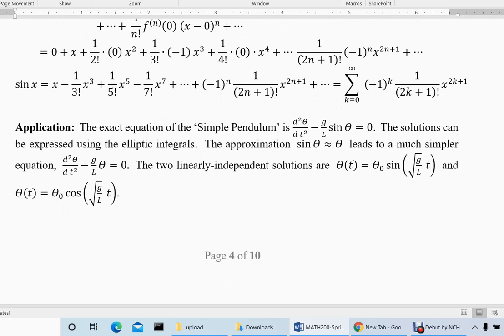Now I'll point out only one example today of applications. See, the exact equation for a simple pendulum is d square theta over dt square, the second derivative of theta, equal to minus g by L sine theta, equal to 0. Now this equation can be expressed exactly using something called the elliptic integrals, but those are difficult. So what we do in physics is, most of the time, put sine theta equal to theta, then you will get a simple equation, d square theta over dt square minus g by L theta equal to 0.